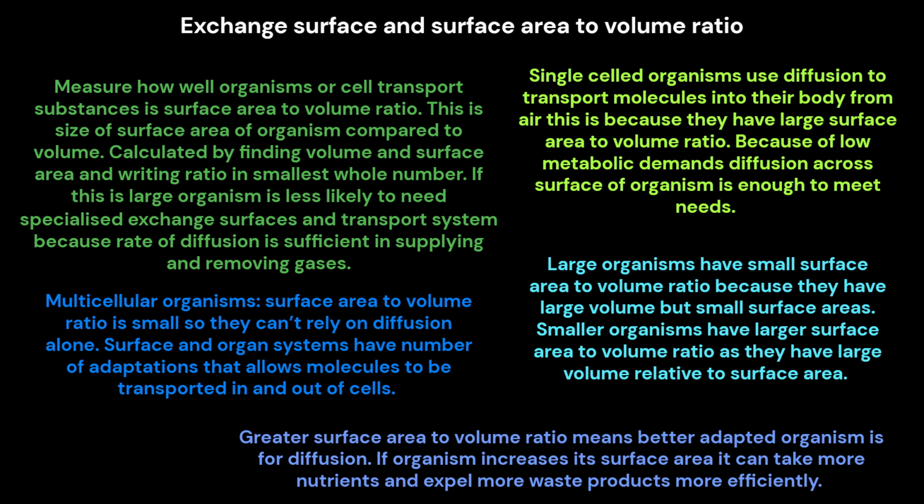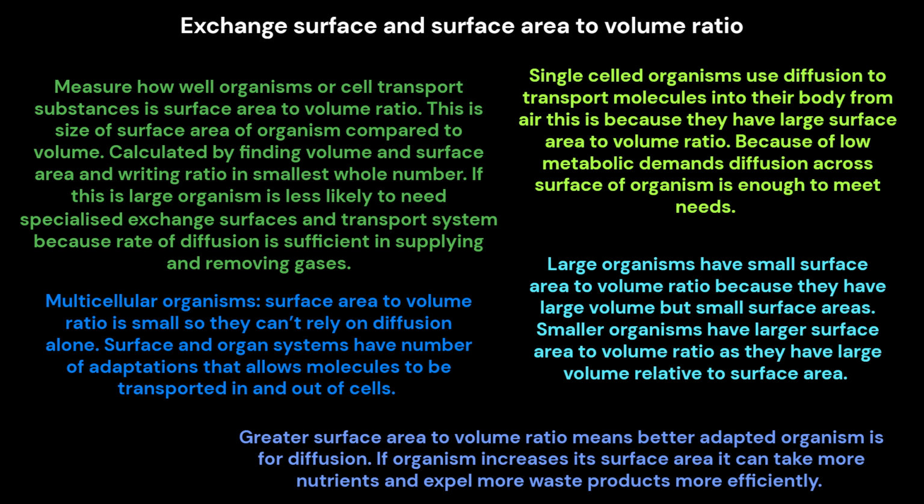Single-celled organisms use diffusion to transport molecules into their body from the air. This is because they have a large surface area to volume ratio. Because of low metabolic demands, diffusion across the surface of the organism is enough to meet needs. Multicellular organisms: the surface area to volume ratio is small, so they can't rely on diffusion alone. Surfaces and organ systems have a number of adaptations that allow molecules to be transported in and out of cells.